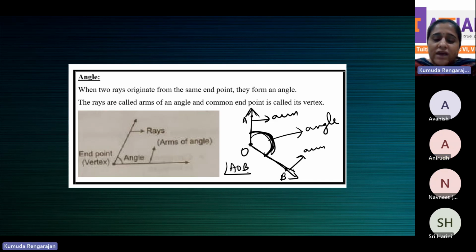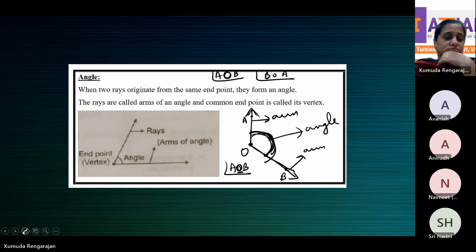Now the point from where the rays originate is called the vertex of the angle. And when you name the angle, you must put the vertex in the middle. You can call it AOB or BOA. The vertex is O, so put that in the middle. So you can call it angle AOB or angle BOA.